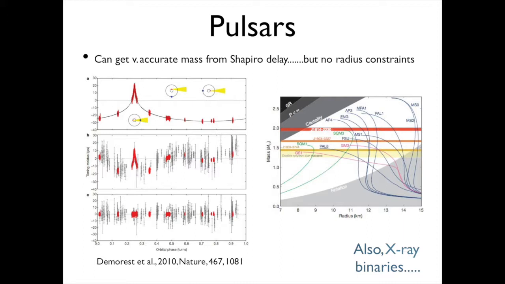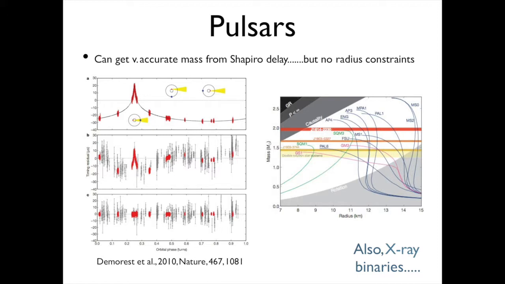Here's a very nice example from a few years ago now of the most massive neutron star, around about 2 solar masses. This is a binary system that has both a neutron star and a white dwarf in it. And it's aligned just so that the pulse beam actually passes straight past the white dwarf.